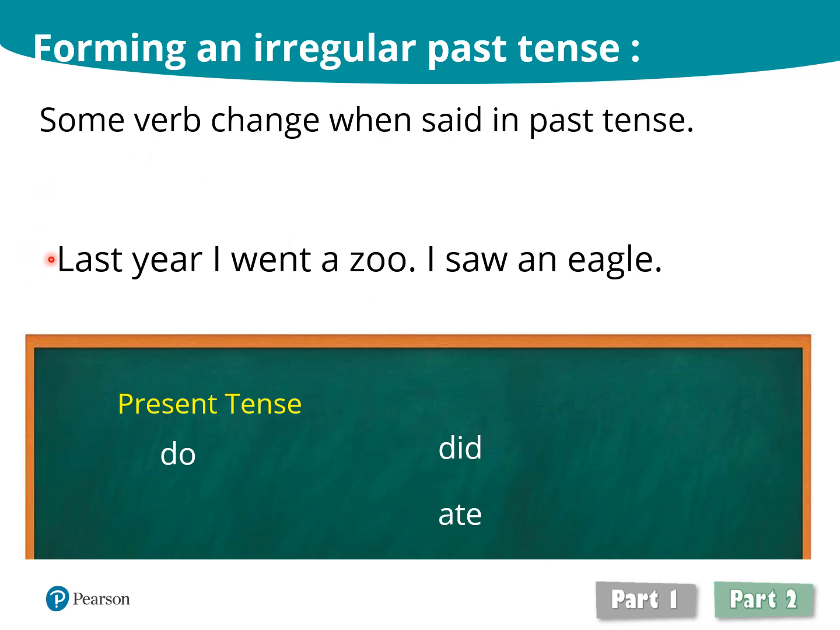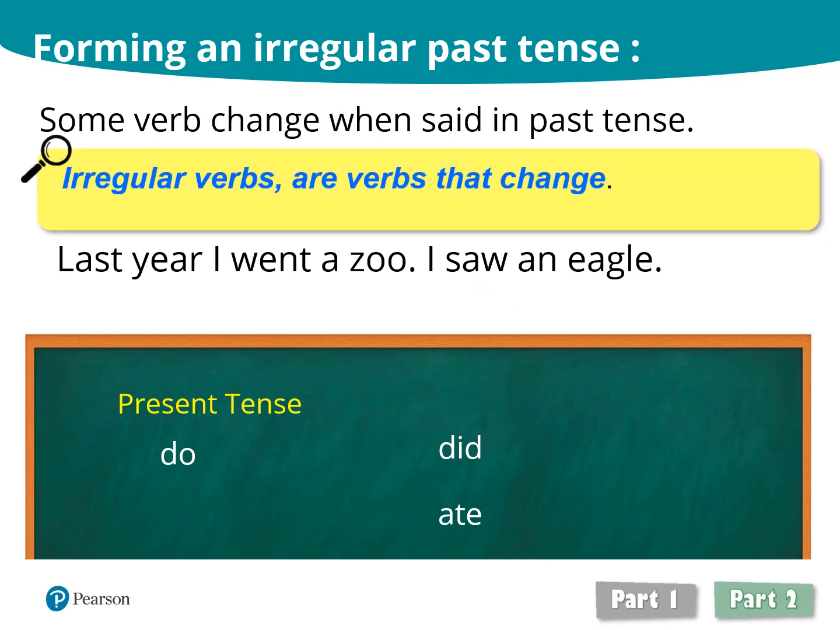Let's see this example. Last year, I went to a zoo. I saw an eagle. Went is the past of go. And saw is the past of see. So it didn't happen now. It passed before. Irregular verbs are verbs that change.